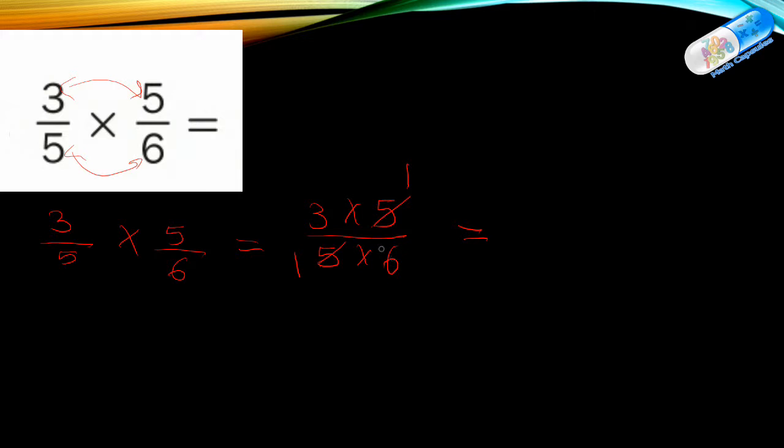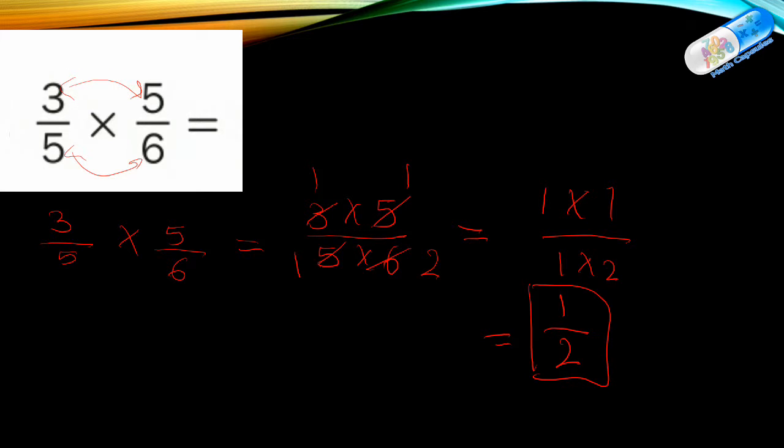We also have here a common factor between 3 and 6, which is 3. So 3 divided by 3 equals 1, and 6 divided by 3 equals 2. So what is the result here? 1 multiplied by 1, and the denominator is 1 multiplied by 2. Here is equal to 1 over 2, and this is the final answer.